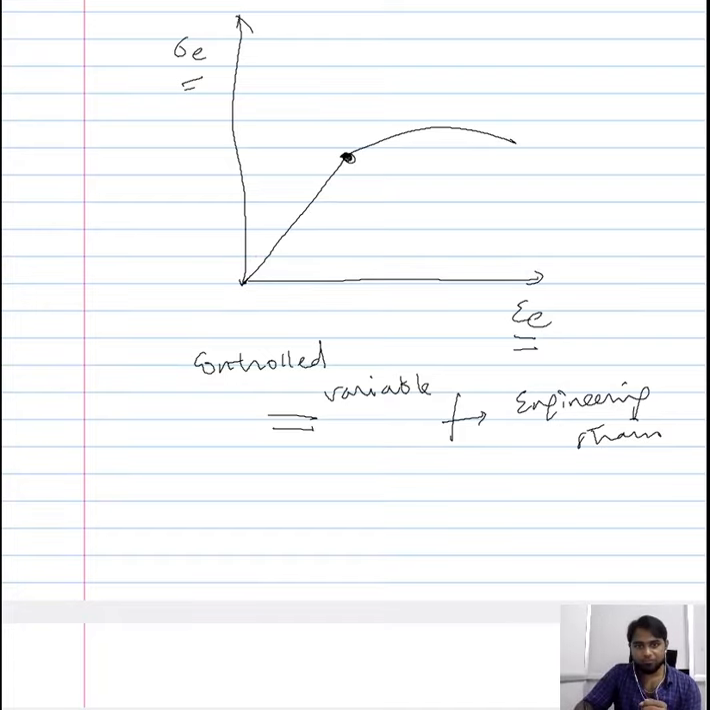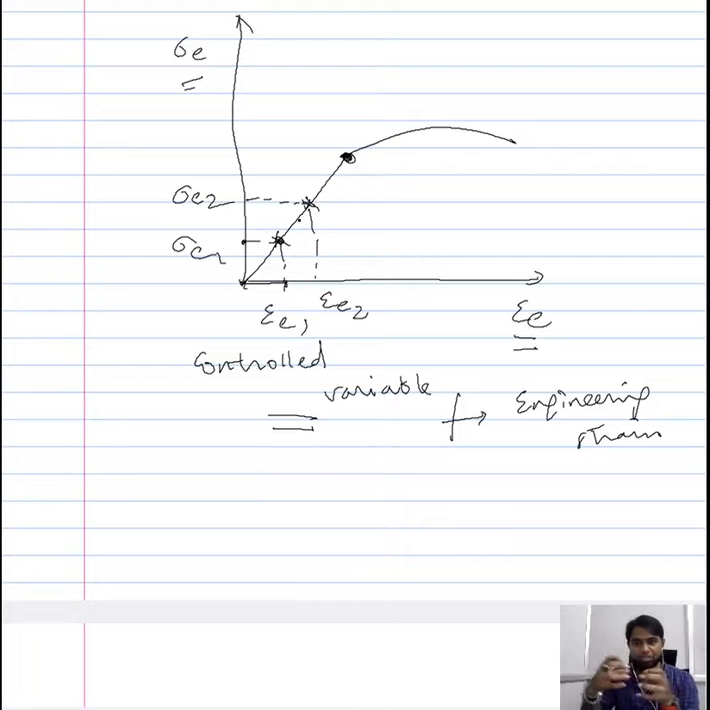So for this amount of strain, for example the strain epsilon E1, how much stress is required to bring about this strain, we calculate, and the stress would be something like this. It would be sigma E1, and then we arrive at this point here. We similarly do this for epsilon E2, and we arrive at the point sigma E2 here. By cumulatively collecting all these points, we will be able to arrive at this curve. And here it is important for us to note that the controlled variable is the strain.